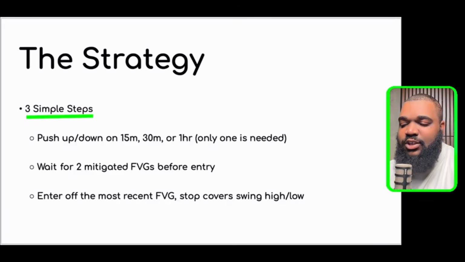So the strategy is in 3 simple steps. 1, you're going to see a push up or push down on the 15-minute, 30-minute, or 1 hour. Only one time frame is needed. You can use multiple time frames, but really only one higher time frame is needed. Next, you're going to drop down to the 1 minute, wait for 2 mitigated fair value gaps before you enter, and then you enter off the most recent fair value gap to cover swing highs and swing lows.